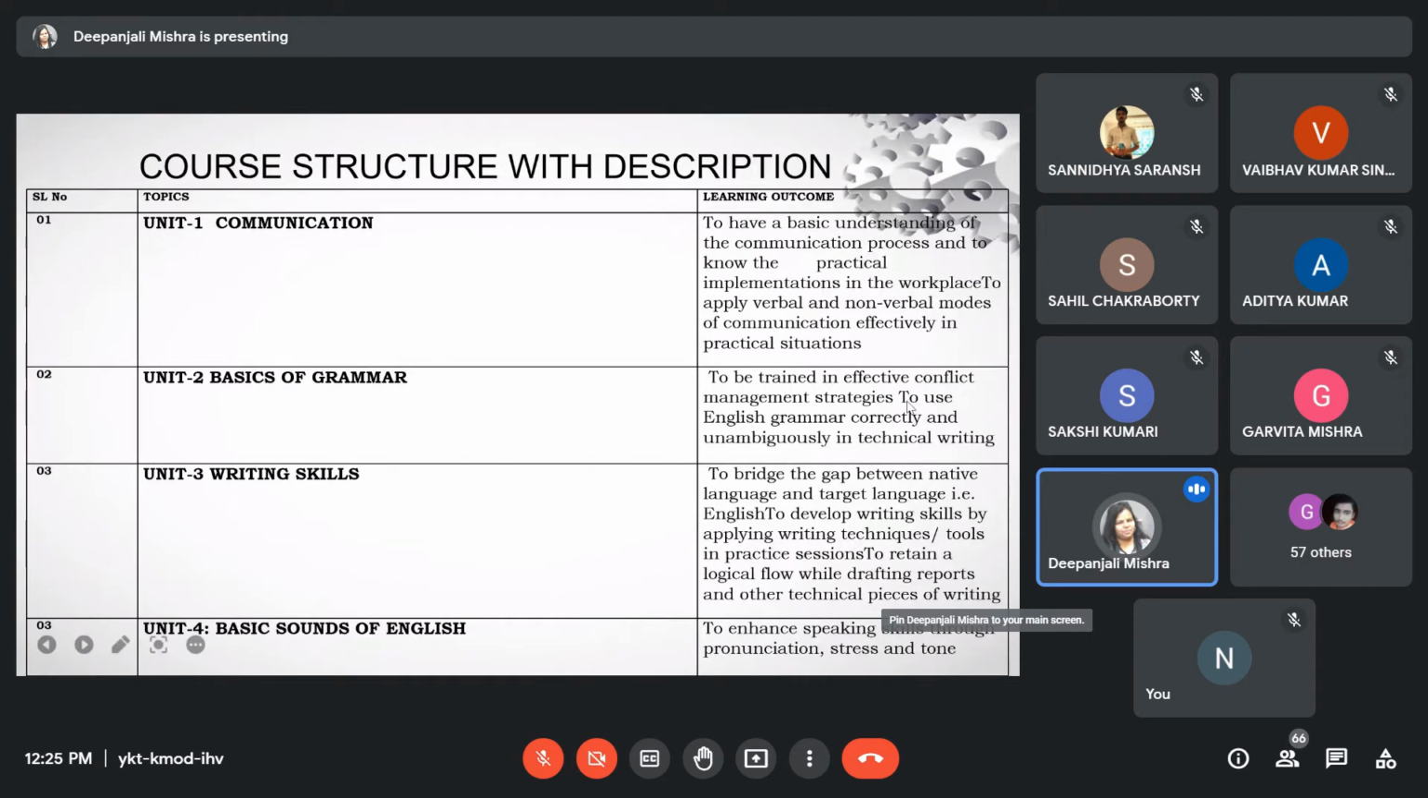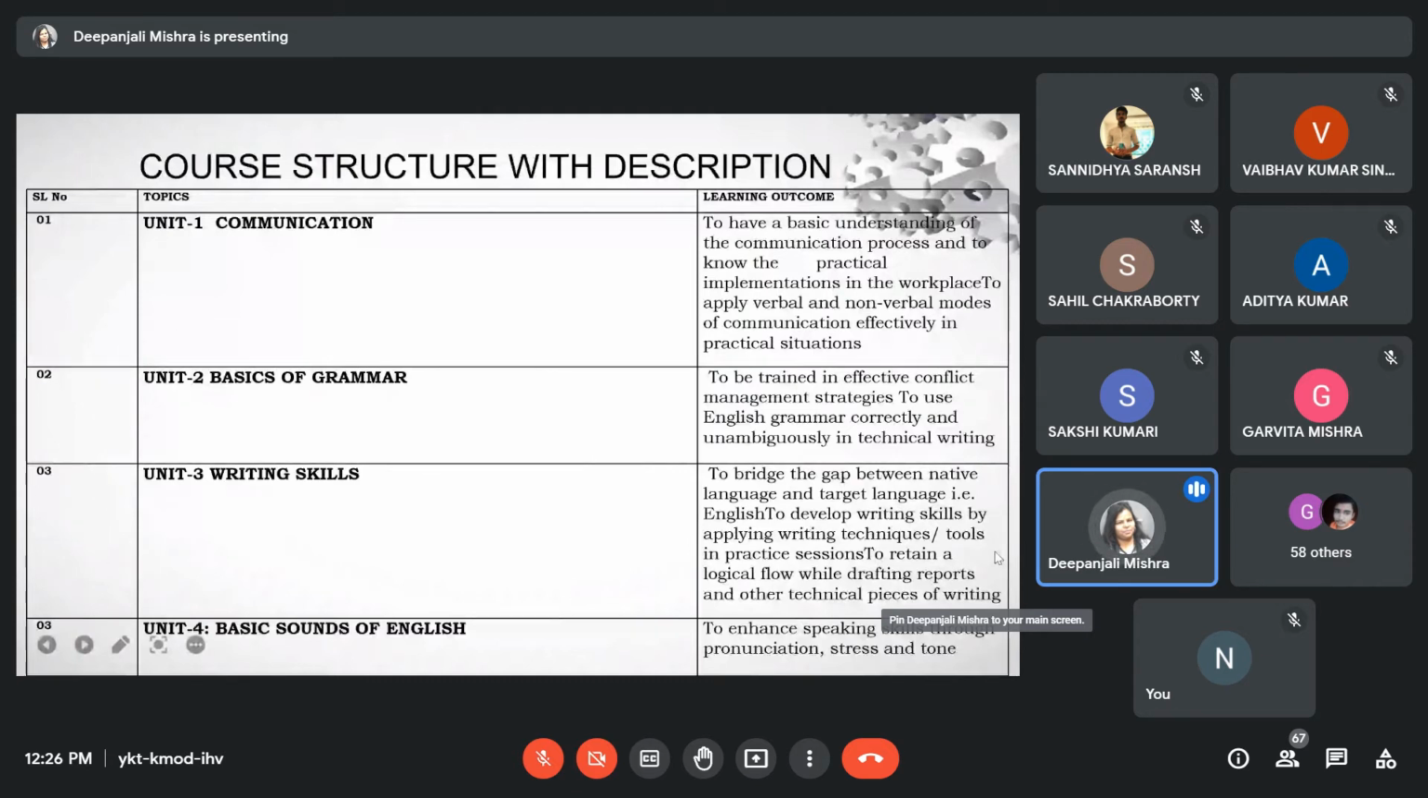Basics of grammar, and to be trained in effective conflict management strategies, because sometimes in a conflict situation, if you are handling it and you are grammatically incorrect, the person in front of you might not be able to understand. To use English grammar correctly and unambiguously in technical writing. Writing skills: to bridge the gap between native language and target language, that is English, to develop writing skills by applying writing techniques and tools in practice sessions, and to retain a logical flow while drafting reports and other technical pieces of writing. So these are the 4 outcomes.